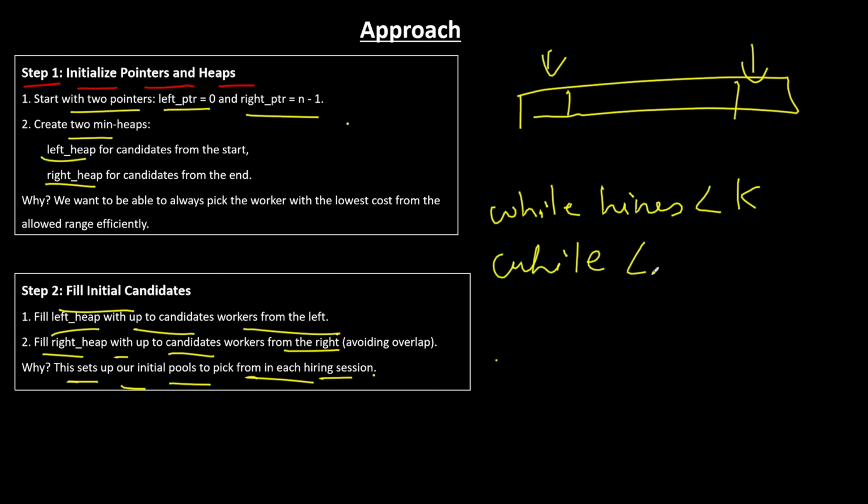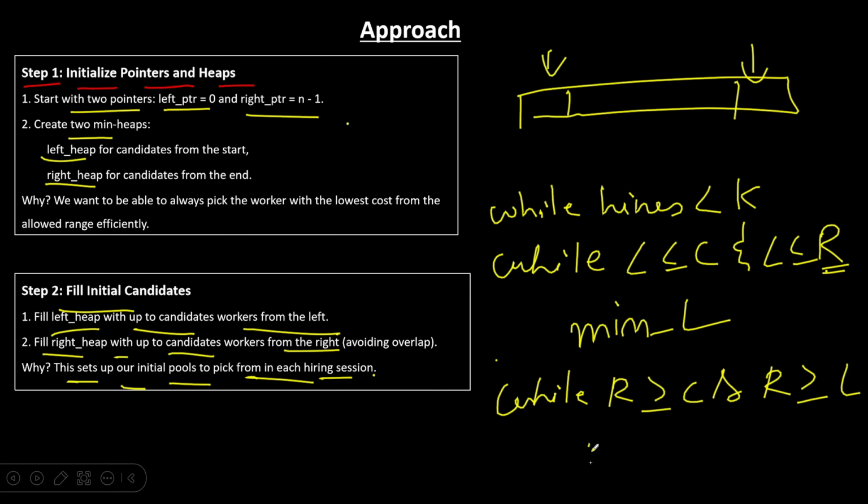And we pop the value and push the values into the min heap, here min heap left. And similarly for the right, we do it while right is greater than or equal to candidates and right is greater than or equal to left. Yeah, makes sense. And here, all the values will be pushed into min heap right, and here into min heap left.